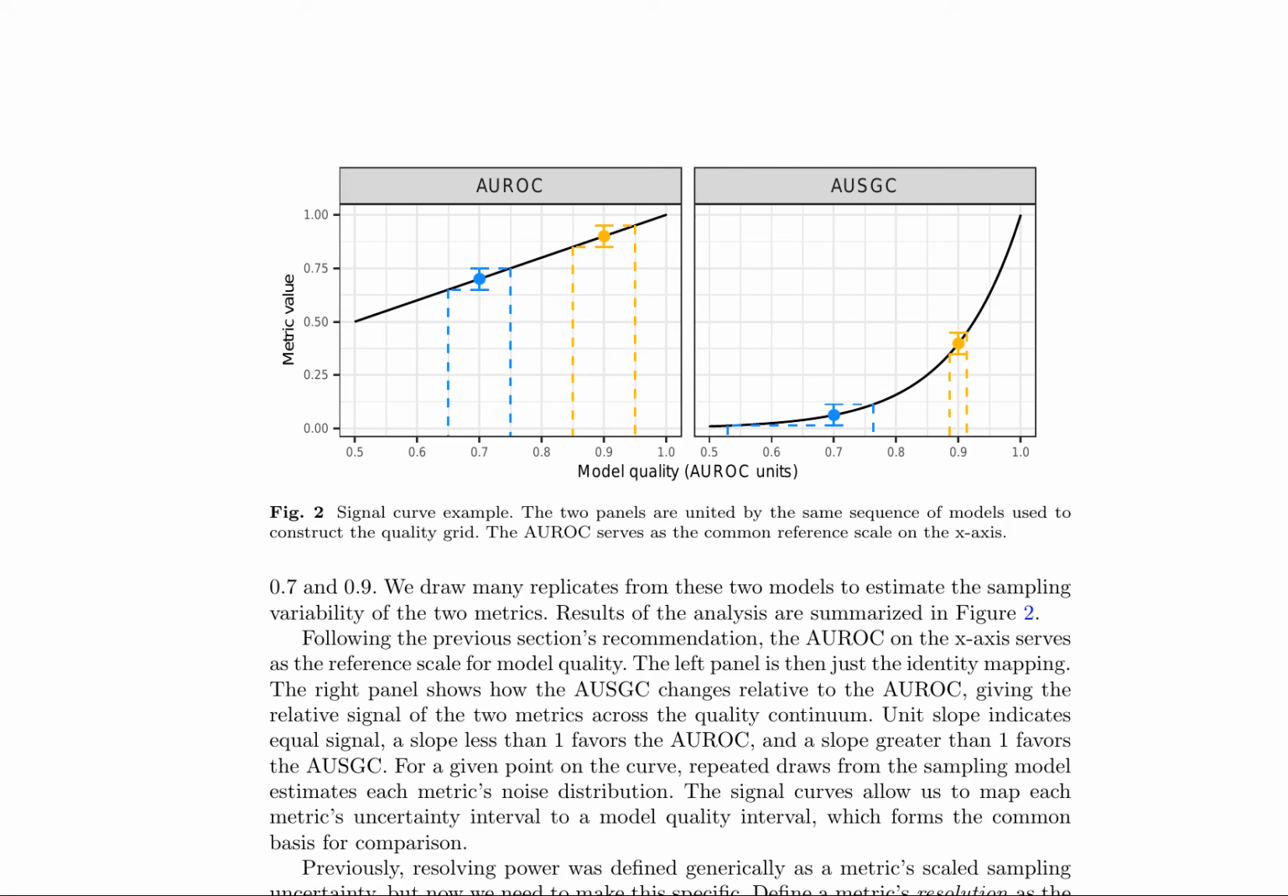The left panel shows the identity mapping of AUSGC onto the AUROC, serving as a common reference scale. The right panel demonstrates the transformation of AUSGC as it deviates from AUROC. This visualization facilitates estimation of sampling variability and enables a comparison of the two metric signal curves, ultimately providing a basis for assessing their performance. Signal curves also map the uncertainty intervals of both metrics onto model quality intervals, permitting a common frame of reference.